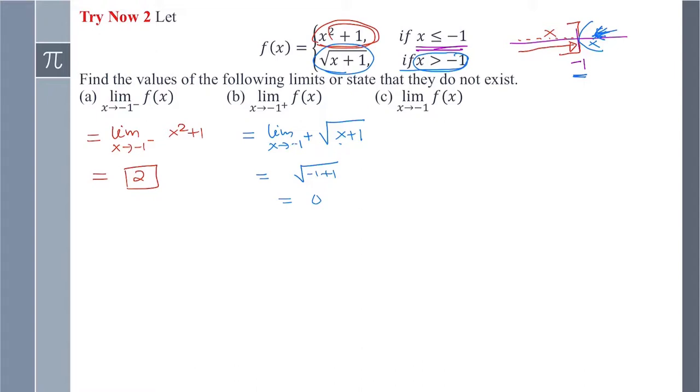So we have the left hand limit 2, the right hand limit 0. They are not equal. That means this limit does not exist.